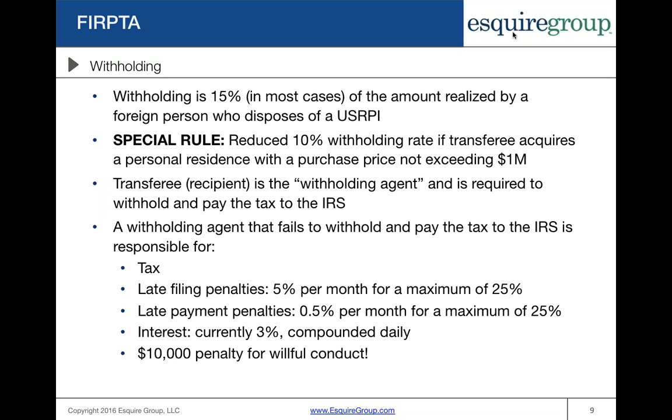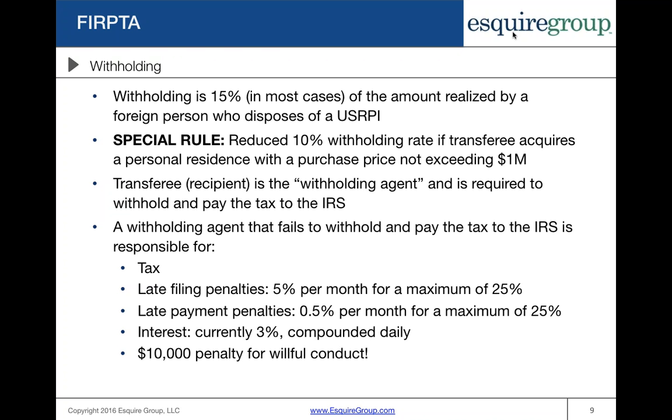Now, what's interesting about the withholding is that the transferee, meaning the recipient, is considered the withholding agent, and they're the one that's required to withhold and pay the tax to the IRS. So going back to the example of a foreign person selling a property for $500,000, the $75,000 of withholding is required to be withheld by the buyer. The buyer is the transferee in this situation. So it's the buyer's responsibility to make sure that that $75,000 is withheld. The way the transaction would work is when the buyer pays the $500,000 for the property, they would give $425,000 to the foreign person that was the seller, and they would give $75,000 to the IRS.